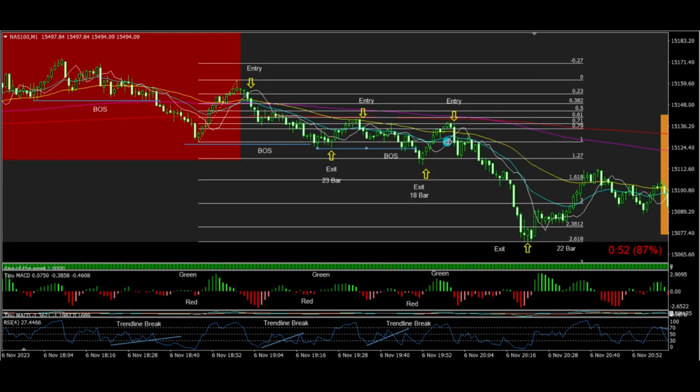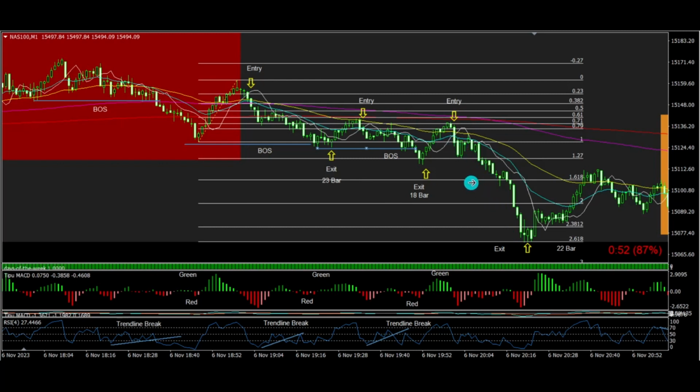And then price continues down, takes liquidity. And this is probably your better trade because the 22nd bar is here. And that's when price reaches the 2.618 level. You could consider exiting when price reaches the 1.618.